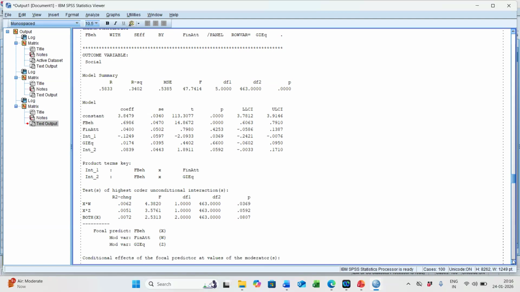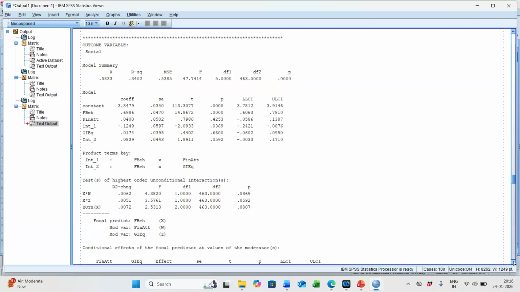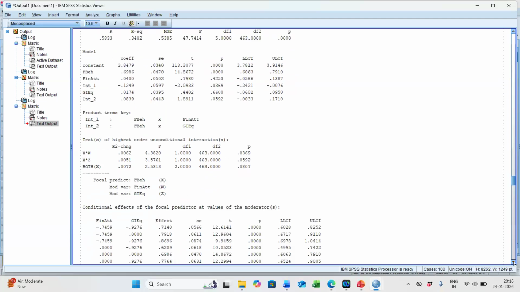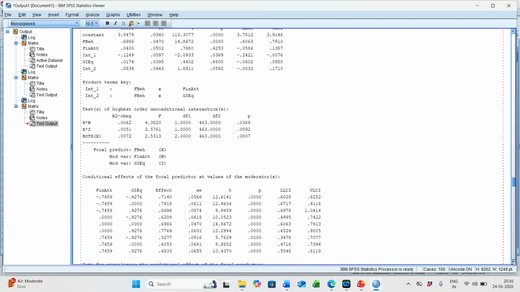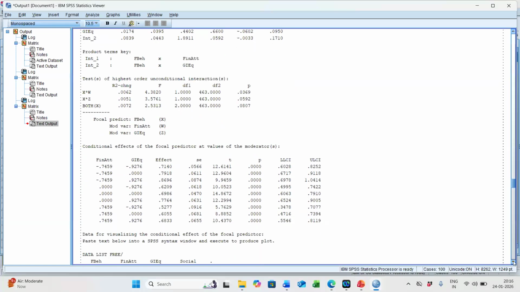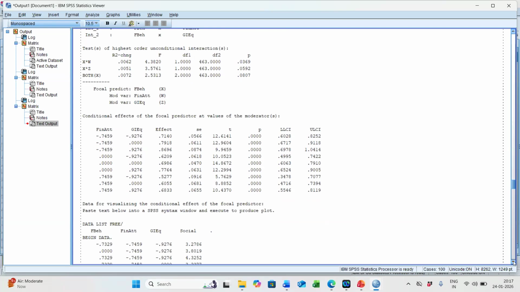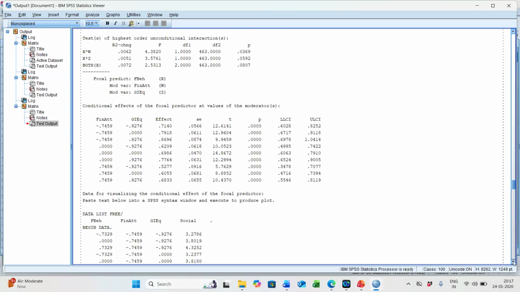Socialization is not influenced by financial behavior when these are moderated. There also we can have a finding. So there are conditional effects of the focal predictor. I have already explained how to interpret.